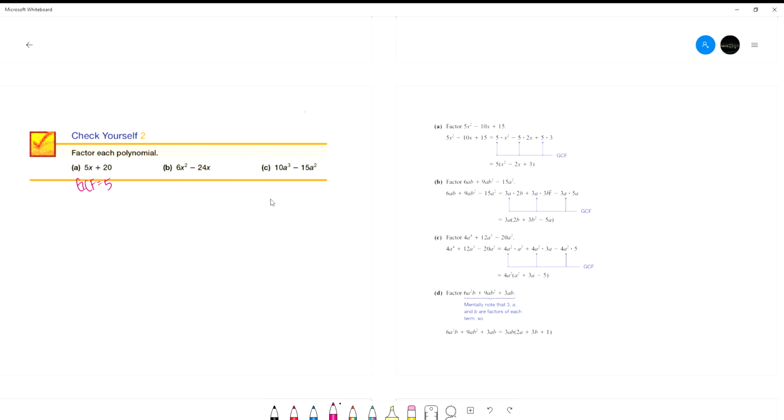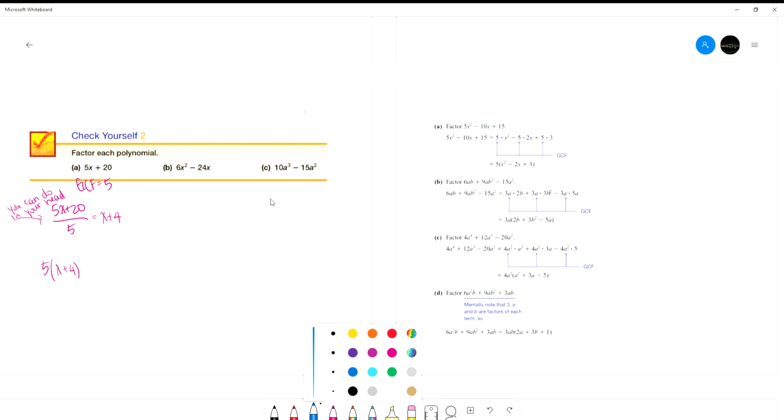So what I'll do is write 5x plus 20 over 5, right? Our final answer is going to look like this: 5 times whatever this answer is. What does this come out to? 5x over 5 is x. 20 over 5 is 4. So that means I put x plus 4 right here. You see how this part right here, you can do in your head. Does that part make sense? Let's look at the next one then.